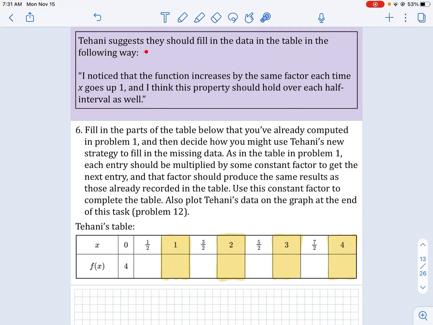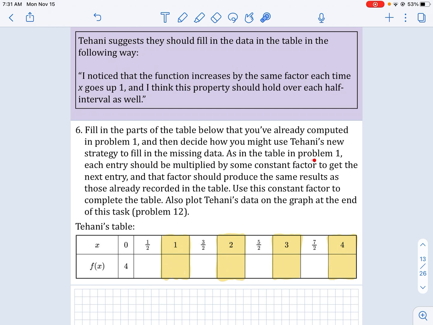So Tehani suggests they should fill in the data in the table in the following way. I notice that the function increases by the same factor each time. X goes up by 1, and I think this property should hold over each half interval as well. So fill in the parts of the table below that you have already computed in problem 1, and then decide how you might use Tehani's new strategy to fill in the missing data.